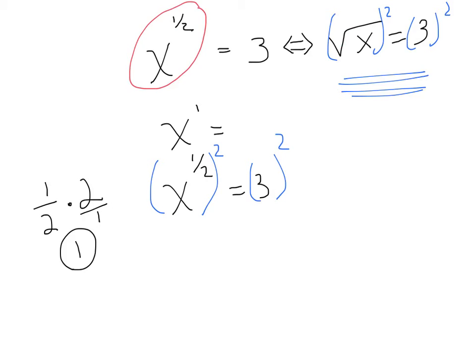Remember, when you take a power to a power, you multiply these, and 1/2 times 2 is 1. So you will end up with x equals 9. And that is your answer. Okay. Now that idea needs to be explored a little deeper.